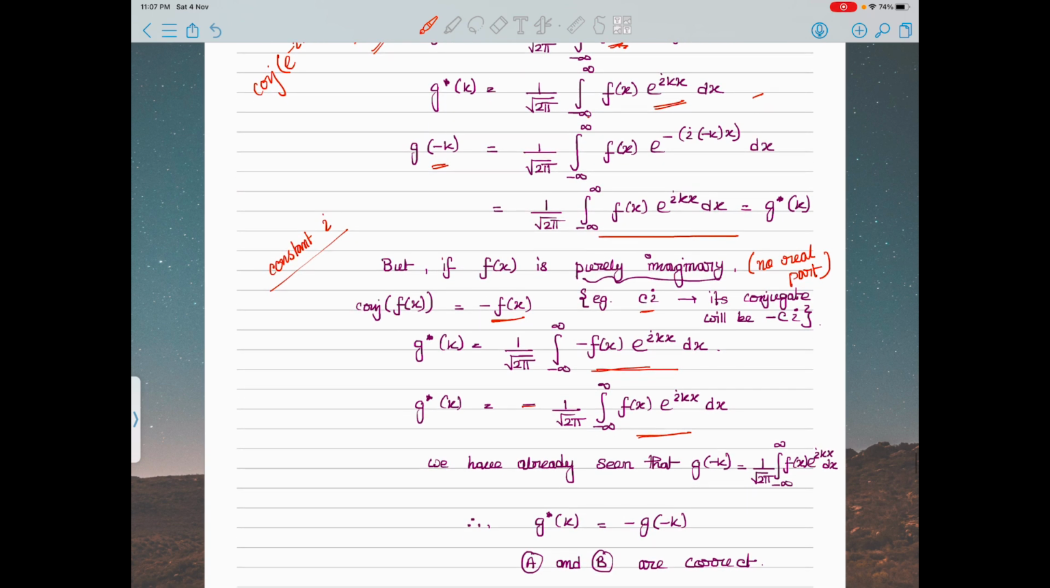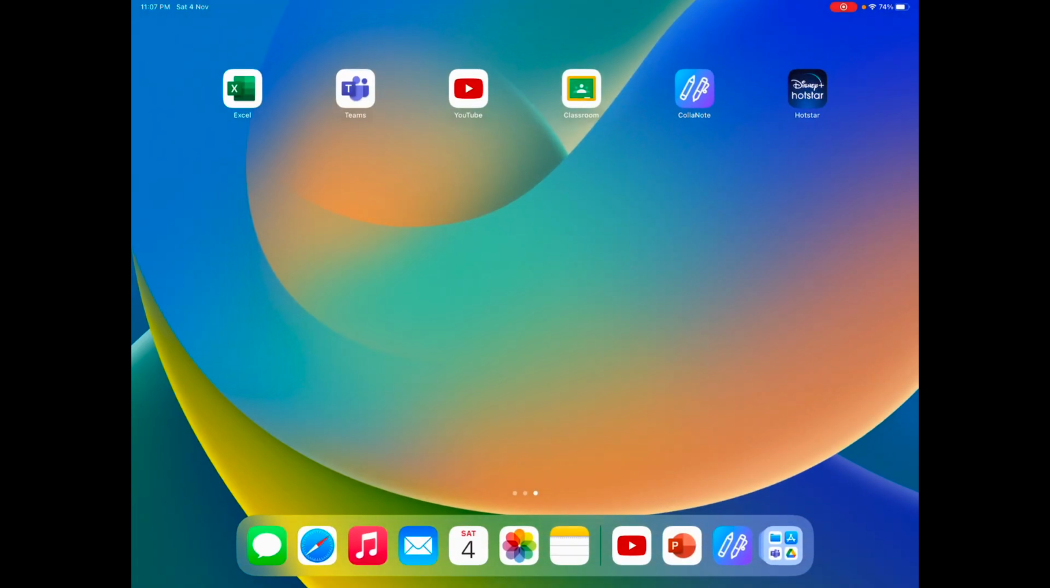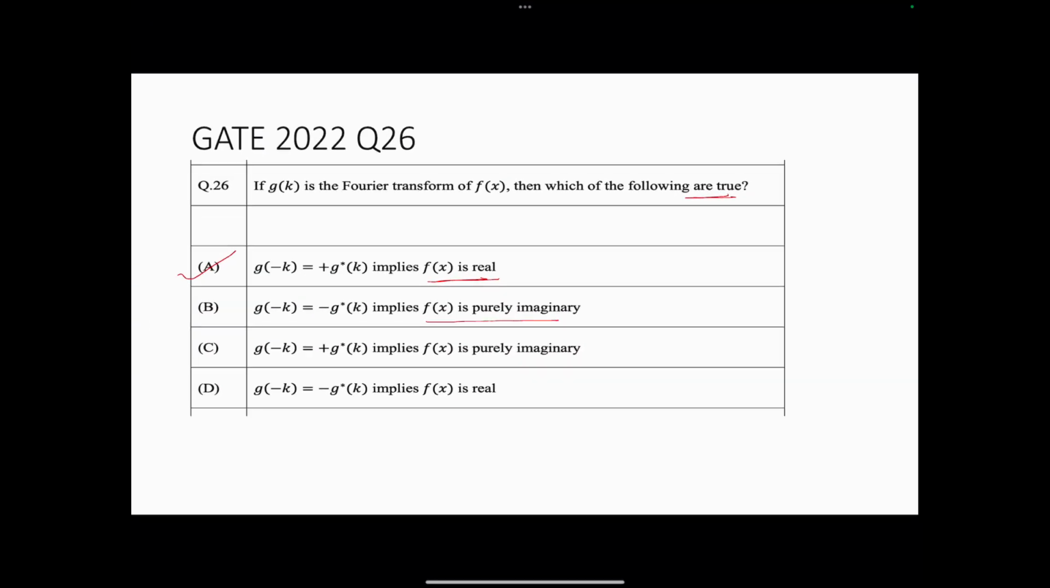Now we have already calculated g of minus k, which is 1 by root 2 pi integral of f(x) e to the power iota kx dx, which is nothing but this particular expression. Therefore, g star of k is nothing but minus of g of minus k. Now this is true when f(x) is purely imaginary. So let's come to the options again. g of minus k is minus g star of k implies f(x) is purely imaginary. This is also coming out to be correct.